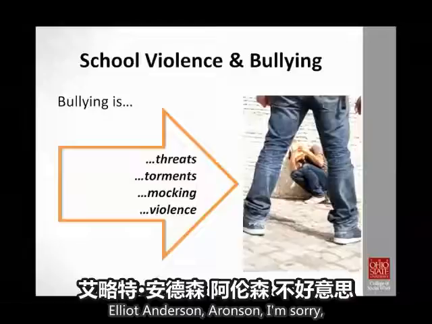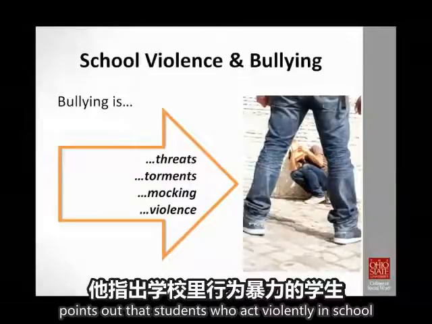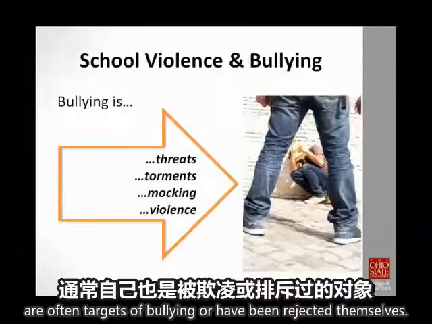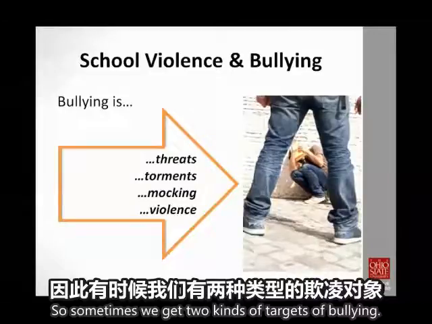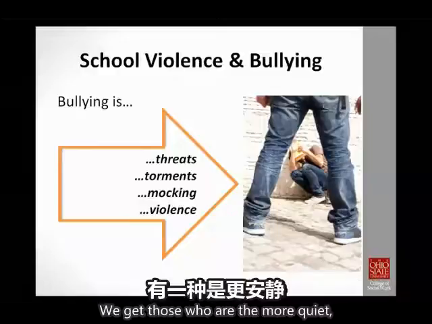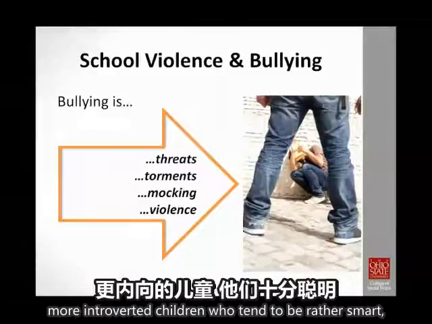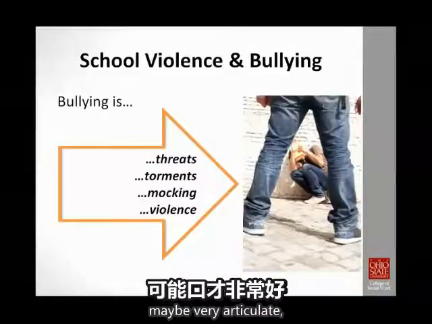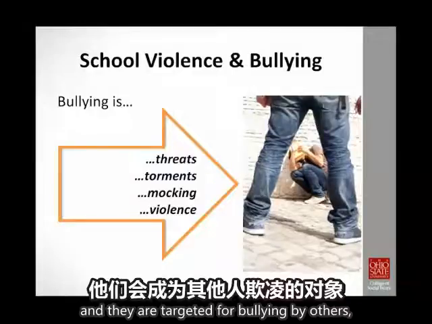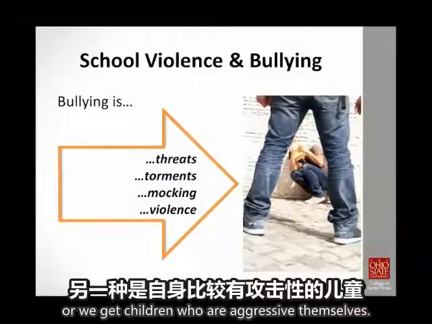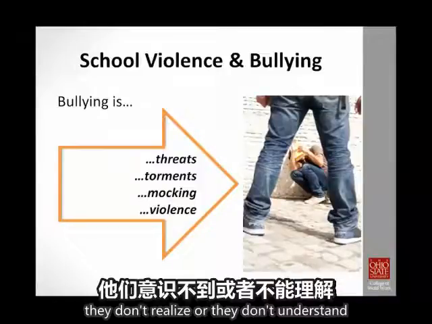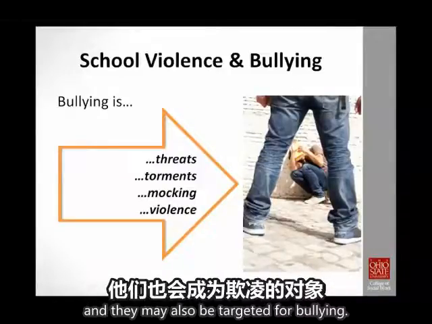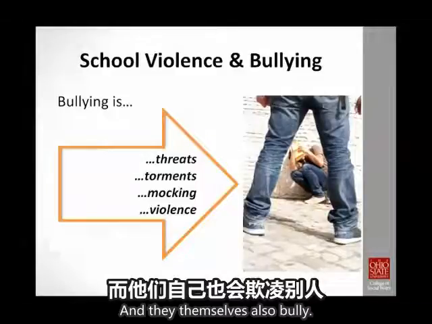Elliot Aronson points out that students who act violently in school are often targets of bullying or have been rejected themselves. So sometimes we get two kinds of targets of bullying. We get those who are the more quiet, more introverted children who tend to be rather smart, maybe very articulate, and they are targeted for bullying by others. Or we get children who are aggressive themselves. Maybe they have poor social skills, they may be loud, they don't understand how they may come across to others, and they may also be targeted for bullying, and they themselves also bully.